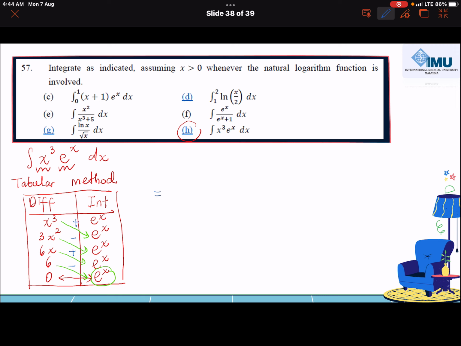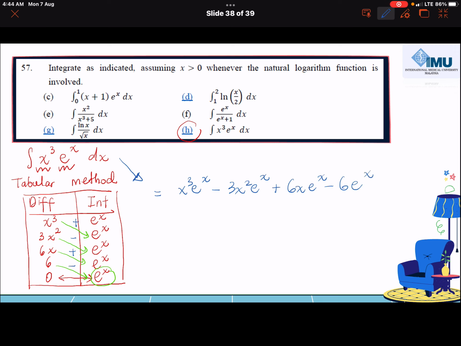Hence, the solution for this integration will be x cubed multiplied by e^x. It's going to be positive, hence you don't have to put a plus here, we know already. Next one will be 3x squared multiplied by e^x. But the operation here will be negative. And again, positive 6x multiplied by e^x. Last but not least, 6 multiplied by e^x, don't forget the negative sign.